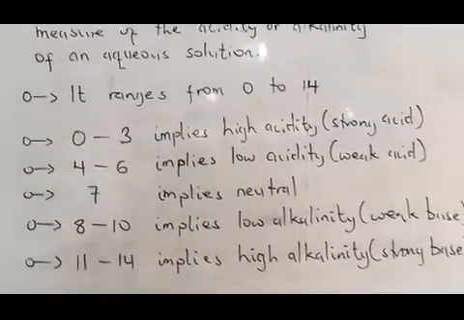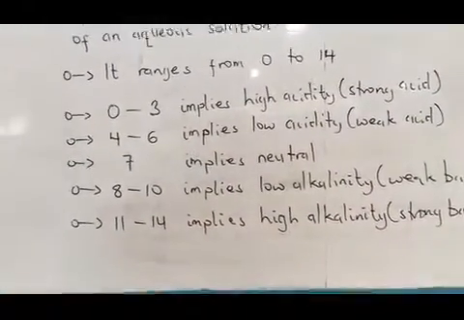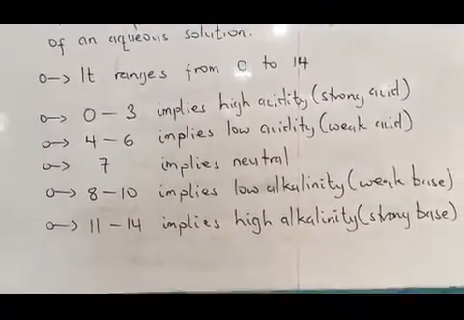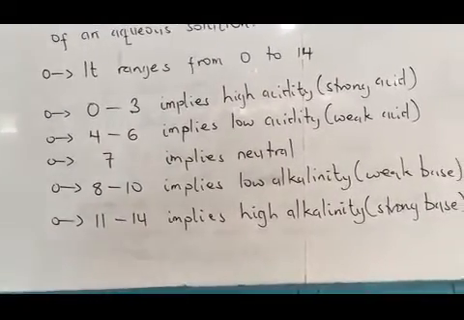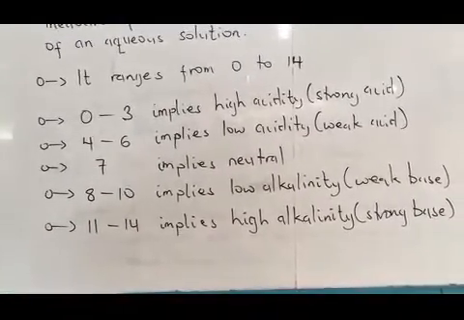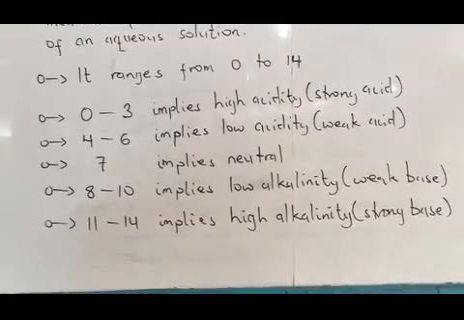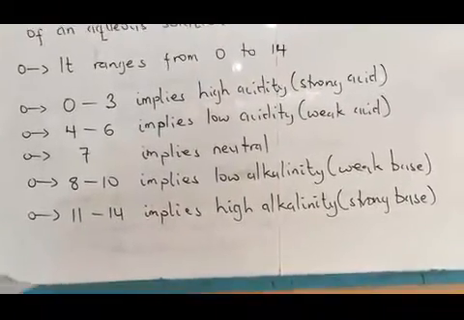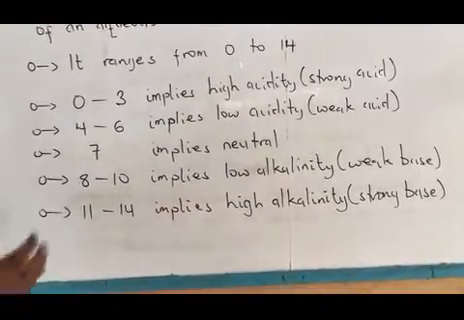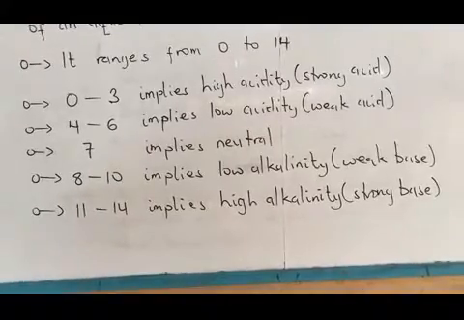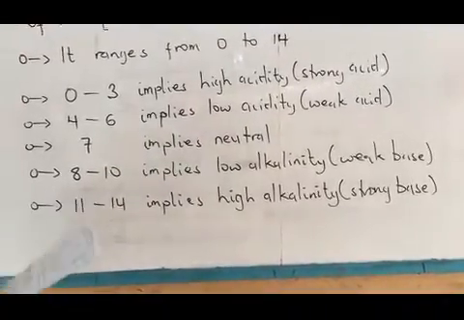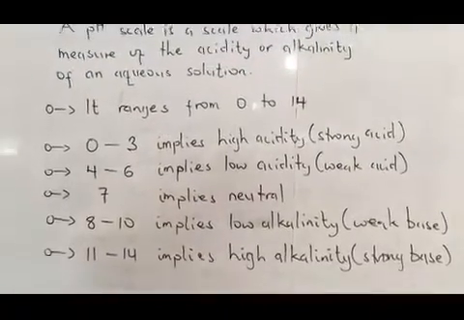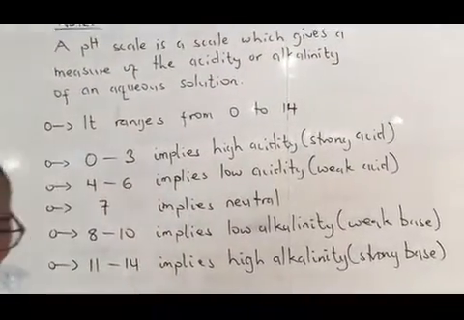If it is equal to 7, that means that the solution is neutral. If it is from 8 to 10, it shows low alkalinity. That means the solution is a weak base. And finally, if it ranges from 11 to 14, then it indicates high alkalinity or high basicity, which indicates that the solution is a strong base. Okay, so based on this, we're going to look at question 4.